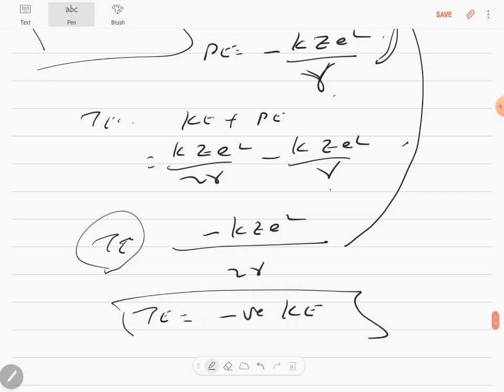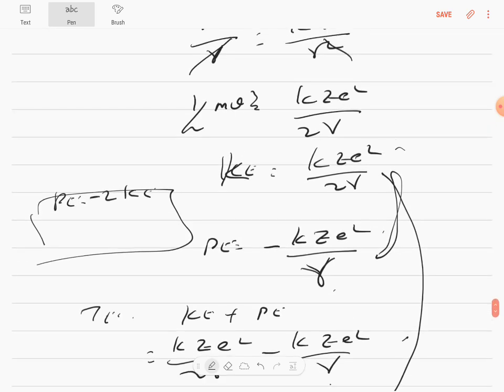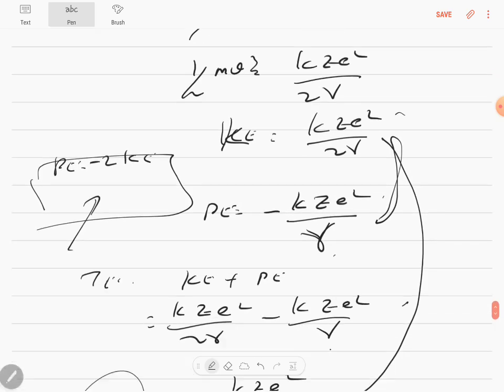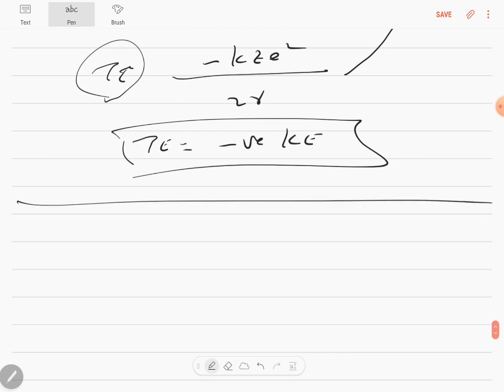Very, very important conclusions. They'll give you kinetic energy and ask you to calculate the total energy. Or sometimes they'll give you total energy and ask you to calculate kinetic energy. Even potential energy is negative of 2 times kinetic energy. All this will come in sums, so you should know this. So this is very important.